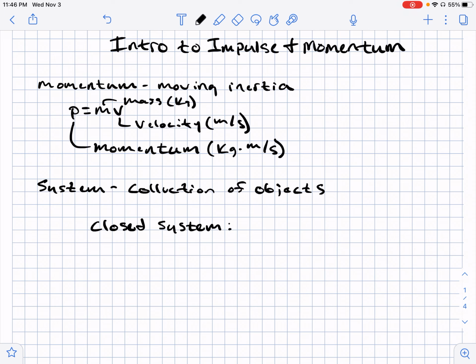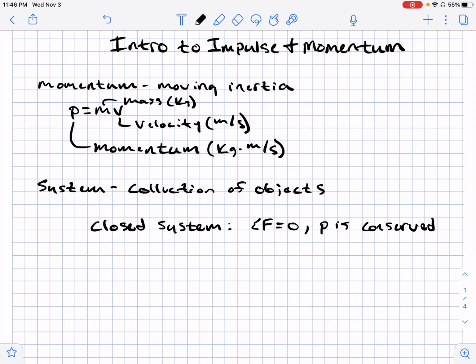And so the result of that is our net force on the system is equal to 0. There's no net force on that system. And so that means that the momentum of the system is conserved. So it doesn't change. So in a closed system, the overall momentum of the system doesn't change. Now the momentum of the individual objects within the system can change, but the system as a whole is going to be conserved. It's not going to change.